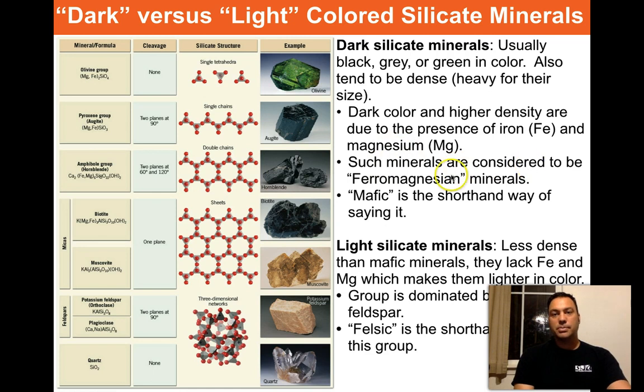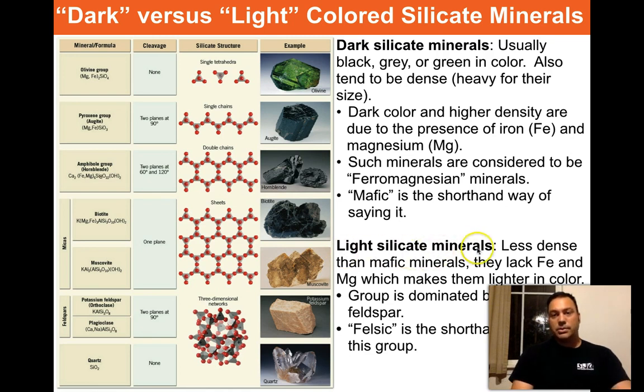Such minerals are considered to be ferromagnesian. That means iron-magnesium crystals or minerals. But we don't always say ferromagnesian. That's a hard way to say it. The way that we actually call it is mafic. We take the Ma off the magnesium and the F, and we just say mafic as the shorthand way of saying it. So mafic minerals are these black ones. From here on out, just know that ferromagnesian, which means iron and magnesium bearing, is shortened to mafic. You'll hear me say that a lot.